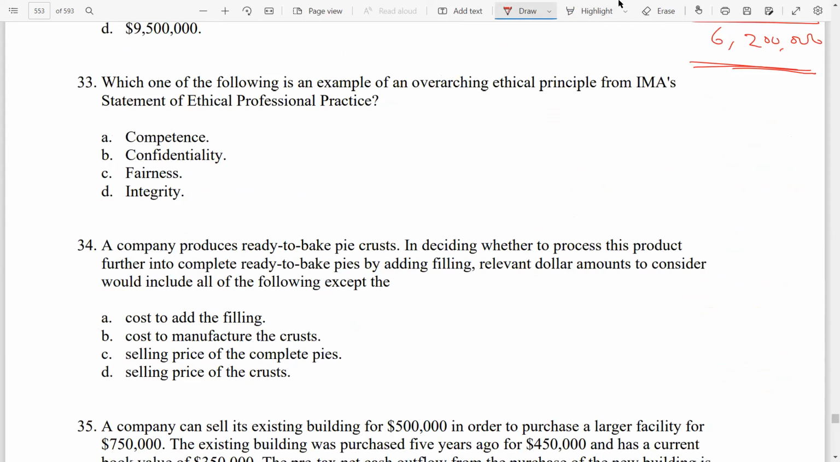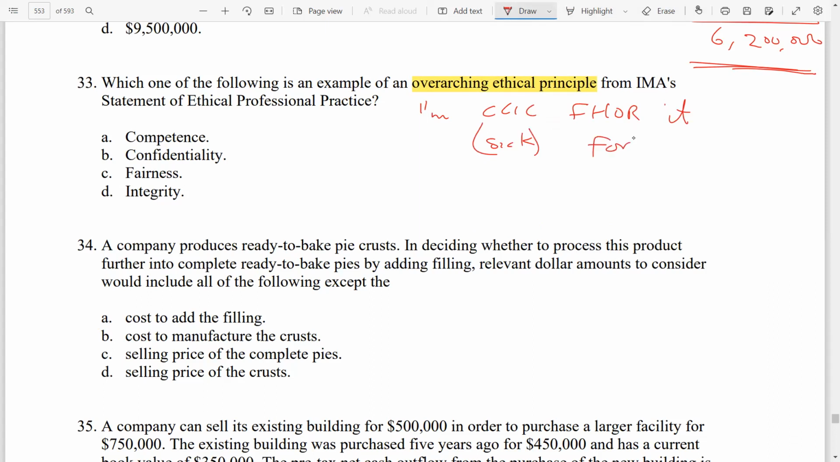Which of the following is an example of an overarching ethical principle from the IMA Statement of Ethical Professional Practice? All right. Now, if you do not know this, I'm going to show you how you can remember this. I have a phrase that I call "I am sick." I am sick for it. Sick pronounced as "sick" like that, and for this.